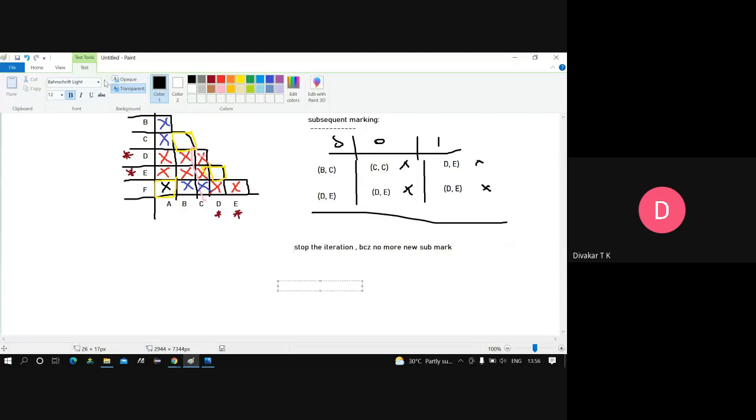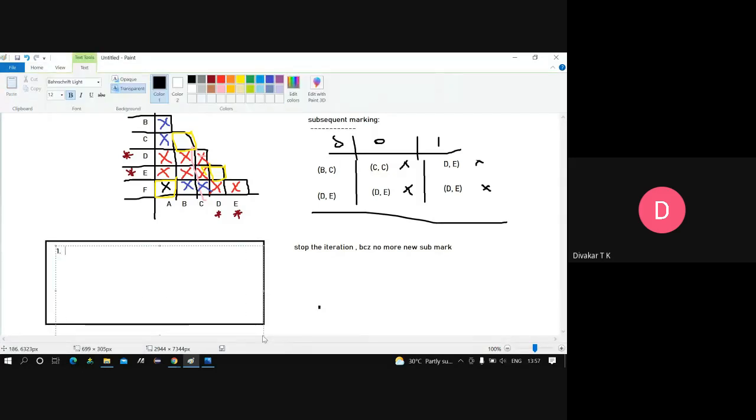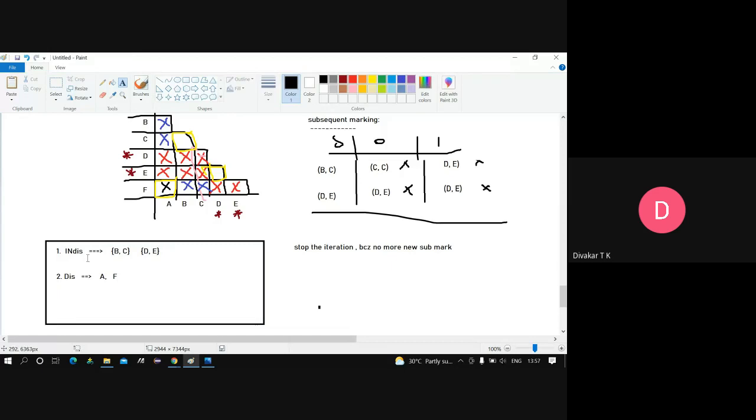Now you have to tell which are the distinguishable states. First one is indistinguishable. Indistinguishable meaning two pairs are there now, B comma C and D comma E. Distinguishable meaning, once we leave out B, C, D, E, what will be remaining? A and F will be remaining. So we got 6 states. This state, this state, this state, this state, and continue this problem.